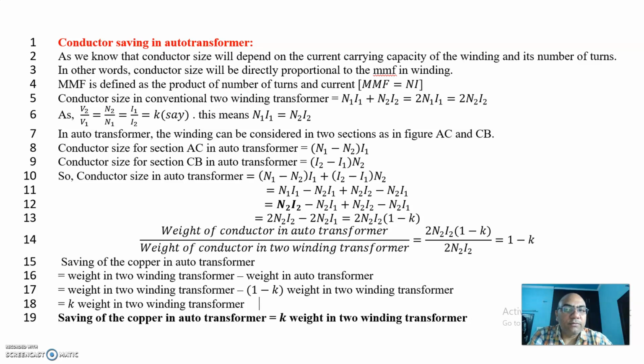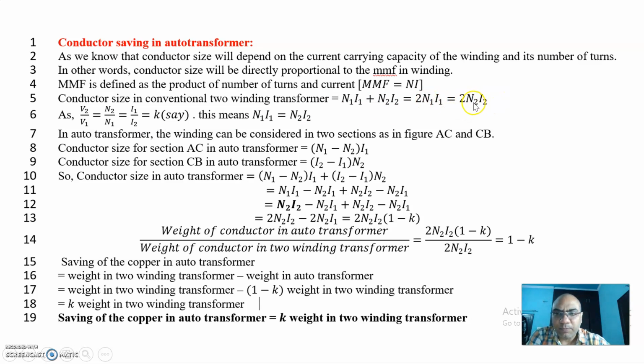In a two winding transformer, we have two windings, N1 primary side, N2 secondary side. So the conductor size in a conventional two winding transformer will be N1I1 primary side plus N2I2 secondary side. If I use the relation given here, I can simply find that N1I1 equals N2I2. So I'm writing this whole term as either 2N1I1 or 2N2I2.